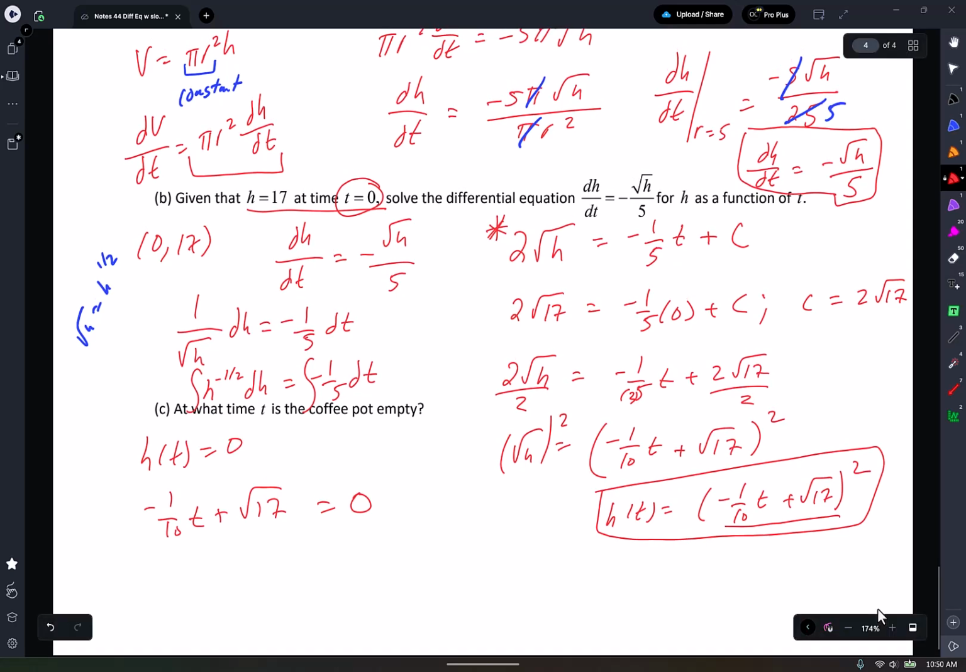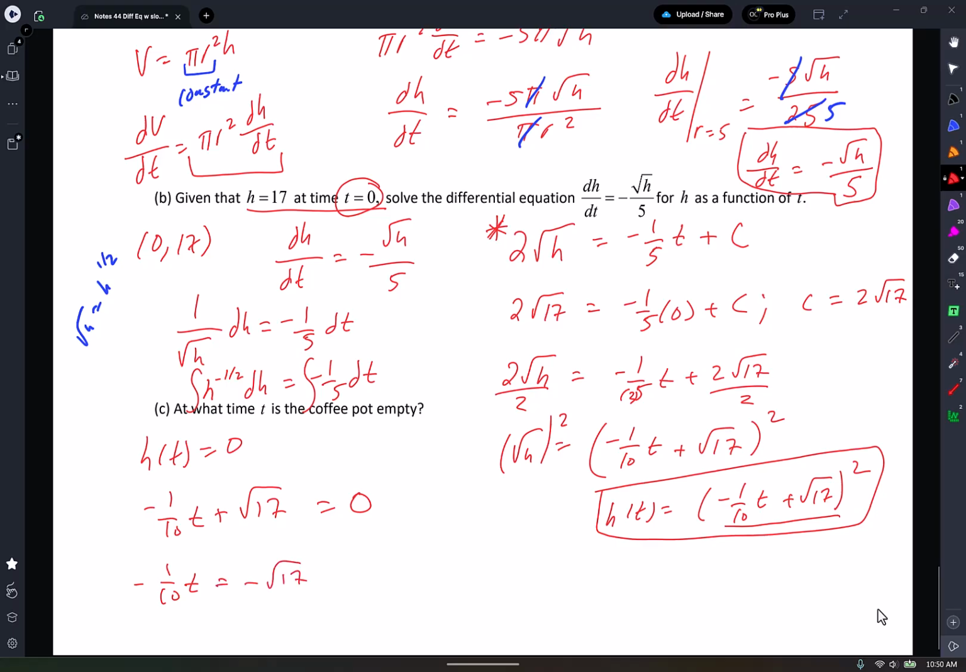Move the square root of 17. Oh, because you moved the 2. Or like, oh yeah, when it doesn't matter. 0 squared is 0. So I was wondering, do we use that formula, the one we just solved for? Yes, because that's my h. Okay. That's your h of t. Negative 1/10 t equals negative square root of 17.